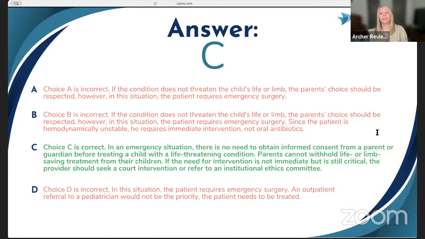Choice B, respecting the mother's request but sending them home with an antibiotic, does not address the urgent nature of this patient's condition. And finally, D, we wouldn't refer this patient to an outpatient setting with a life-threatening illness. It needs to be addressed right then and there.